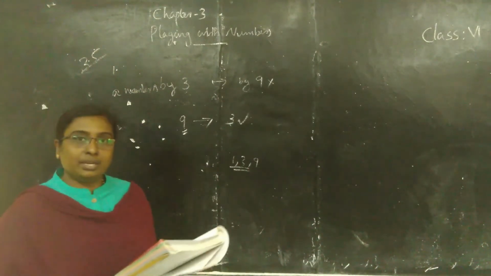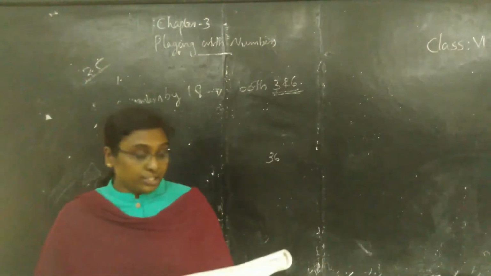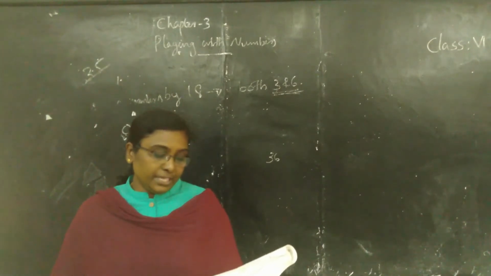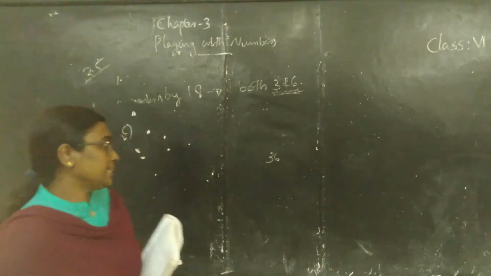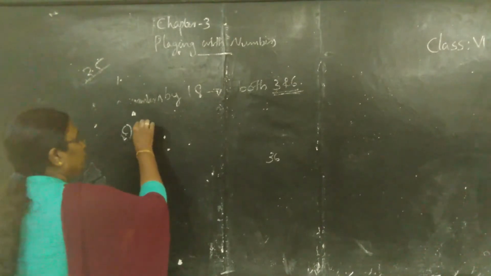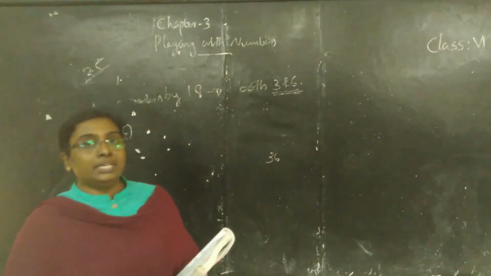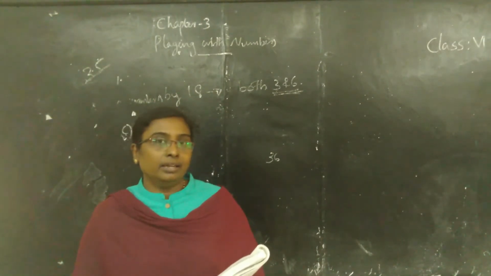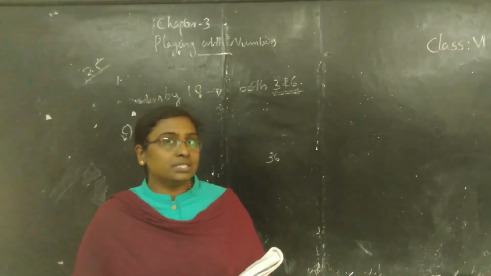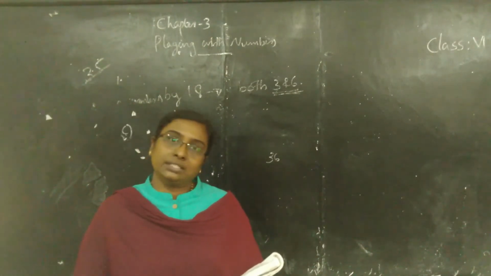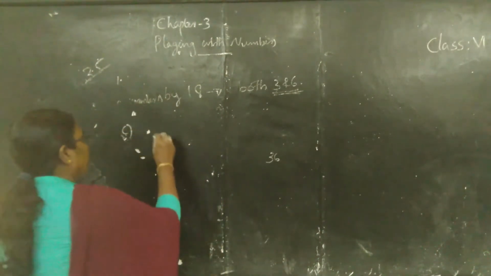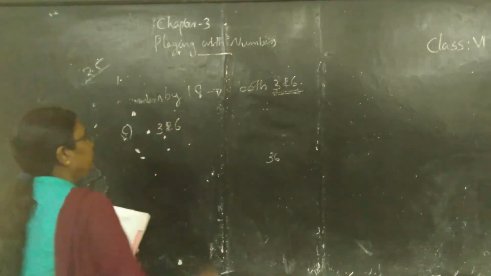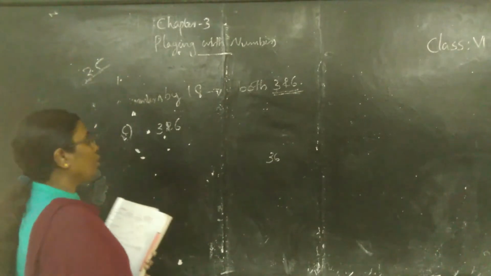So the second statement is true. The next question, that is C. A number is divisible by 18 if it is divisible by both 3 and 6. We studied that if a number is divisible by two co-prime numbers, then it is divisible by their product. In this case, if a number is divisible by both 3 and 6, we know that 3 and 6 are not co-prime numbers.